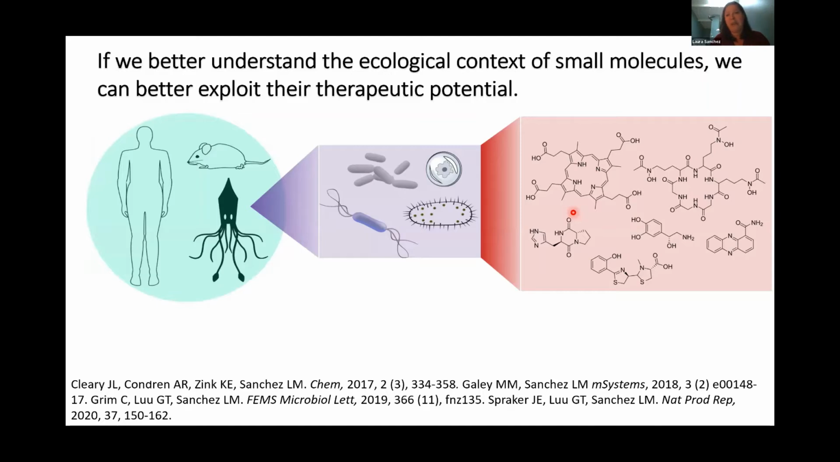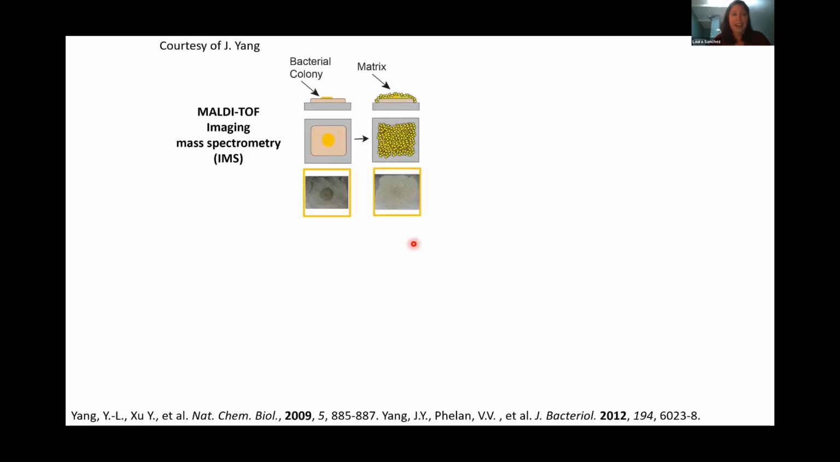We really want to better understand the ecological context of small molecules to see if we can better exploit their therapeutic potential. And we're going to do that by keeping spatial referencing intact. This is just a subset of some of the molecules we've worked on, but we're really a chemistry-centric lab hoping to connect it all. Also, as Vanessa mentioned, we are both in Pieter Dorrestein's lab.